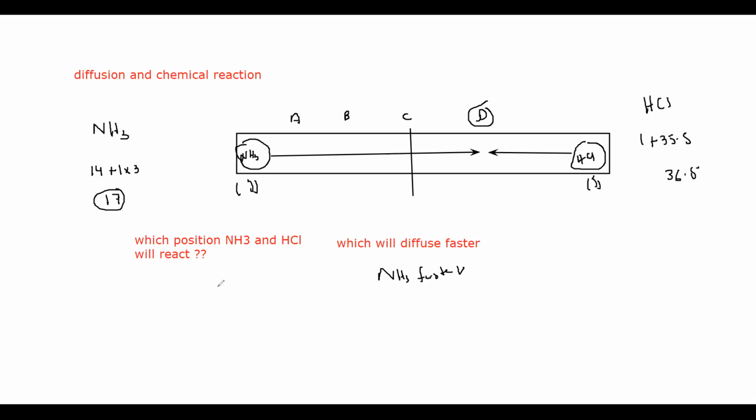So which position will they react? They will react at position D. Why not A or B? If I select A or B, it means HCl diffuses faster, which is wrong here. NH3 is diffusing faster because it is a lighter molecule, having a lower mass. That's why it has a faster rate of diffusion. Is this example clear?